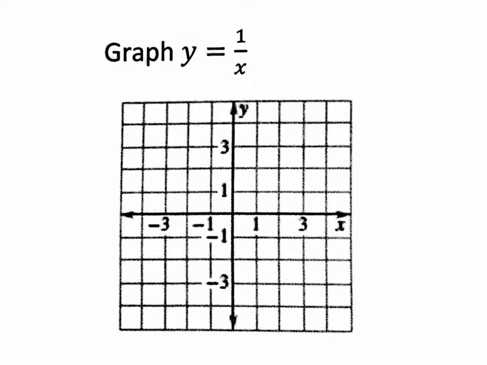Okay, so what do you guys think this looks like as a graph? What do you think the equation y equals 1 over x looks like? Does it look like a parabola? Does it look like a line? Does it look like, I don't know, what do you guys think? Anybody? Any idea? It's not a line. It's not a line? Okay.